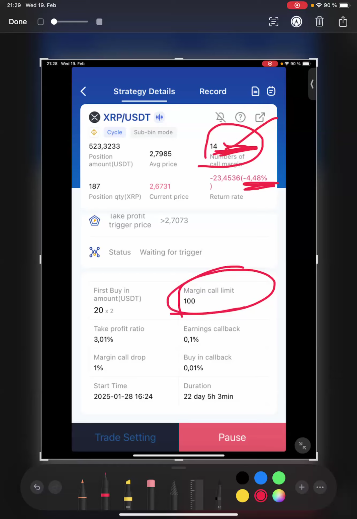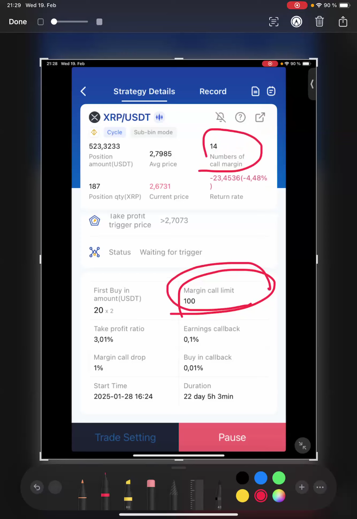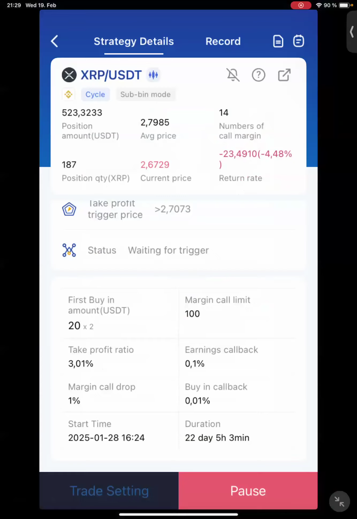Okay. So this is my total for me to see the ones it has initiated this year. That's why they said number of call margin. Number of call margin and margin call limit, the maximum you have. Okay. All right. Is that all, please? That's all for now. Okay.